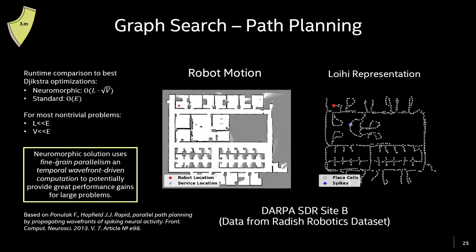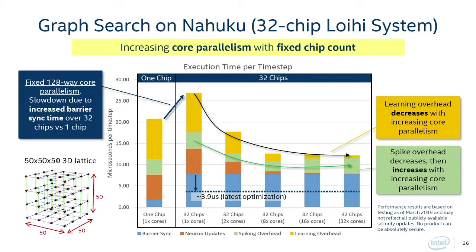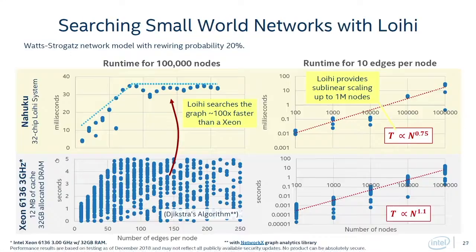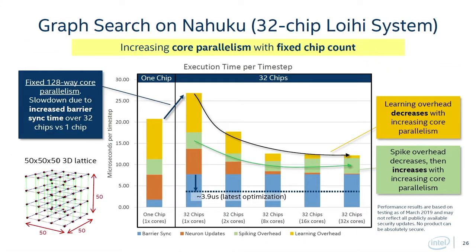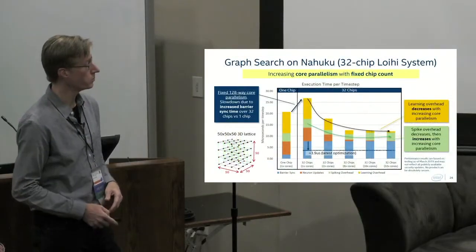And let's see, I'll skip over this. This is an interesting graph search problem. Clearly, I have way too much content here. So this is just illustrating the scalability of our Nahuku system up to 32 chips. And you can go over this in a little more detail on Friday as we do our tutorial sessions.